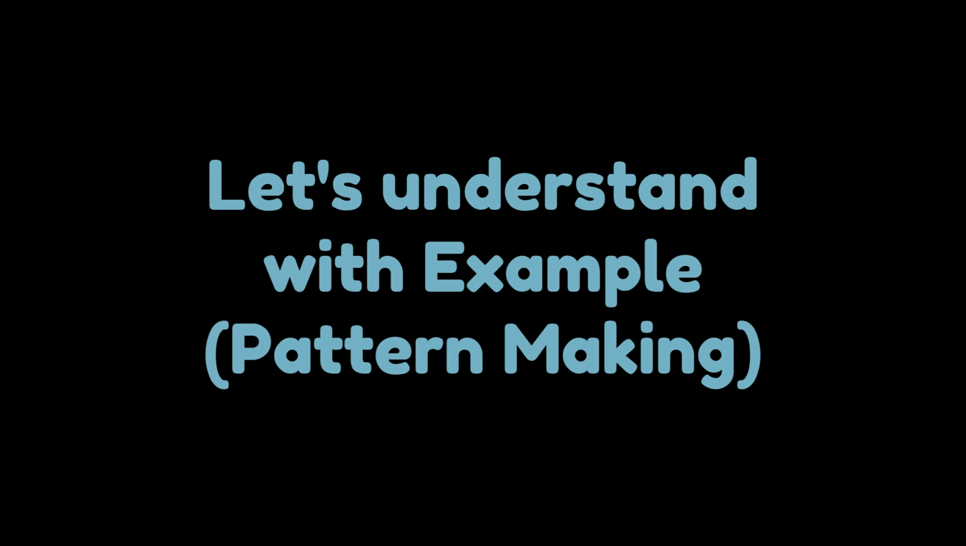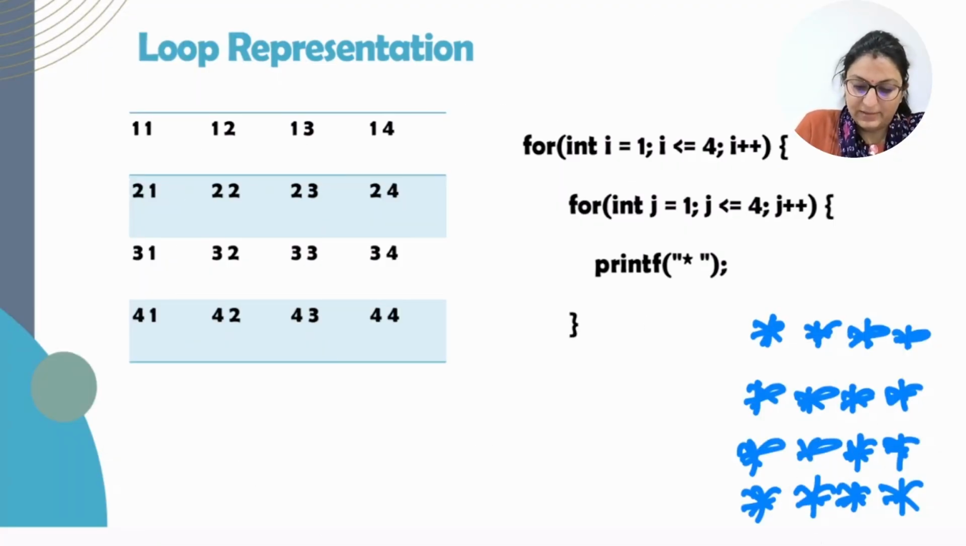Now let us understand this with the example. Suppose we want to print the output like this way. Here we can see there are few stars, row wise and column wise. So we have 4 rows and 4 columns. So we want to just print this pattern. So what we can use? Obviously we have this nested loop concept.